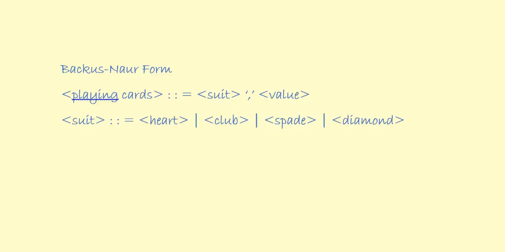Let's take a moment to pause on this and see what we've done. At the top level, or the meta level, we have defined what playing cards are, and playing cards are represented by suits and values. However, we haven't yet defined what suits are. So down here at the next level down, we are defining the syntactic item suit by saying that a suit is either a heart or a club, a spade or a diamond.